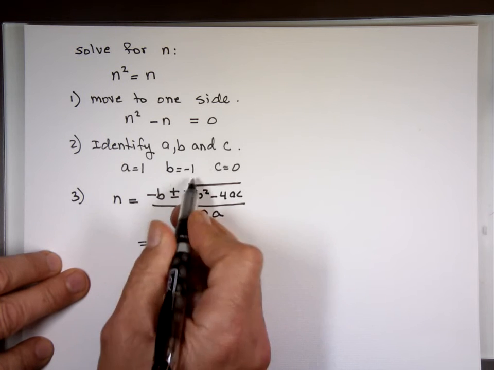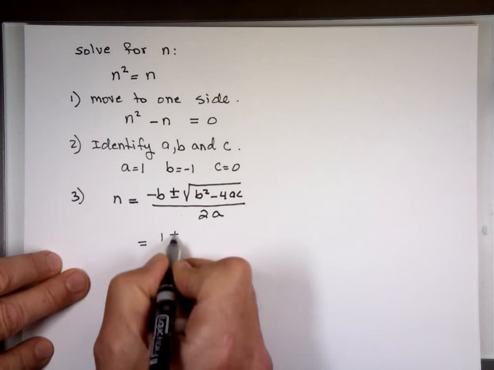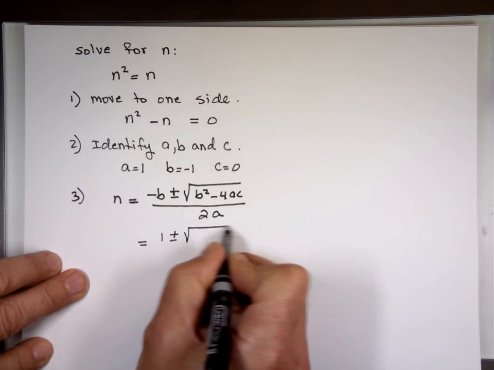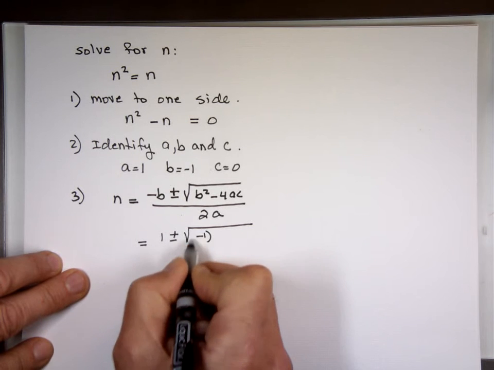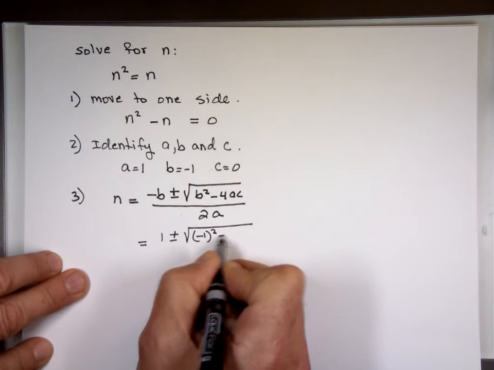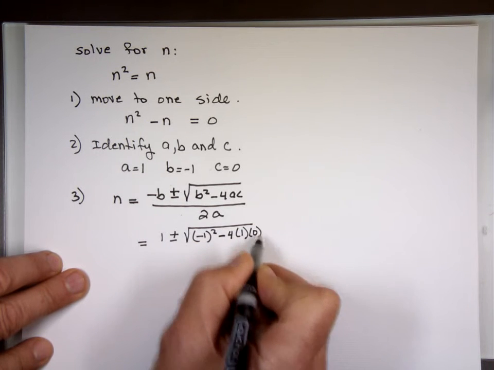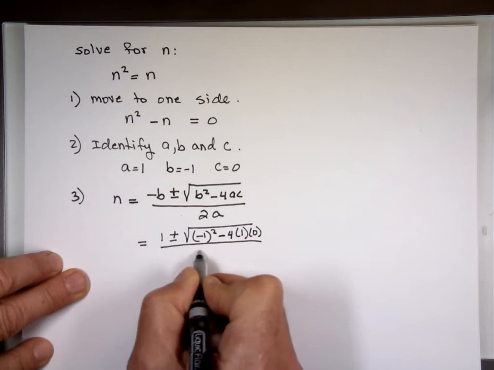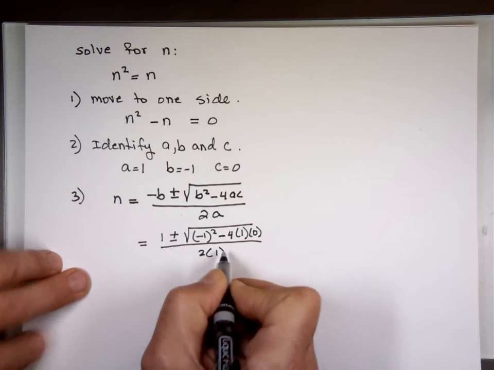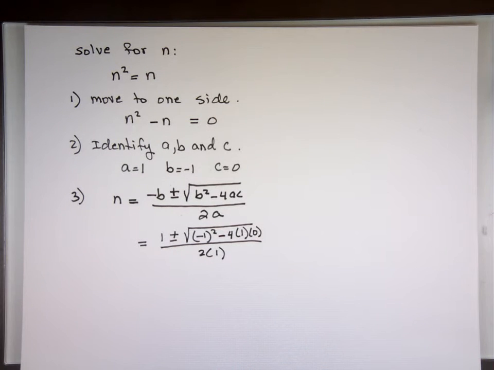Minus a negative 1, that's a 1, plus or minus negative 1 squared minus 4 times 1 times 0, divided by 2 times 1. I'm replacing the a by 1, the b by negative 1, the c by 0.